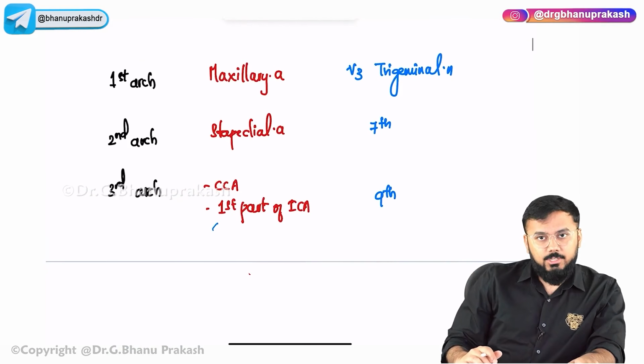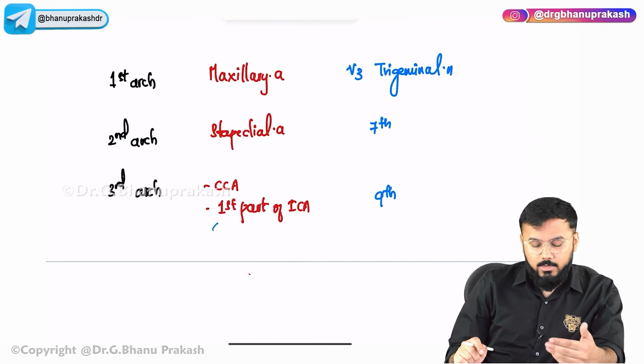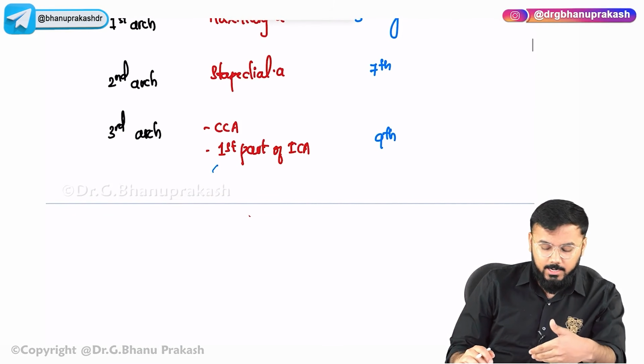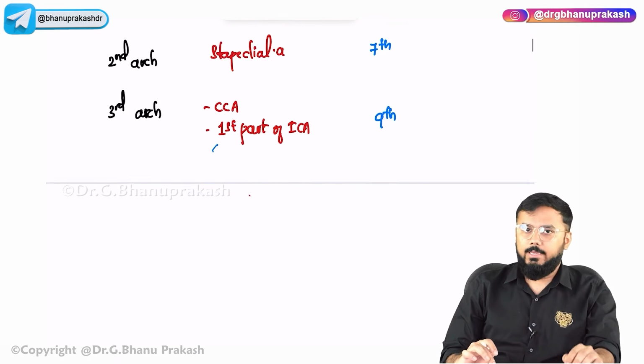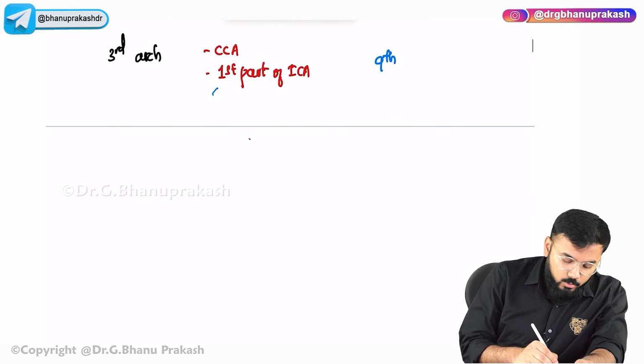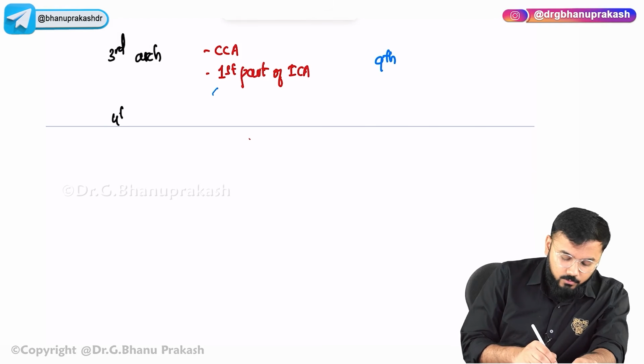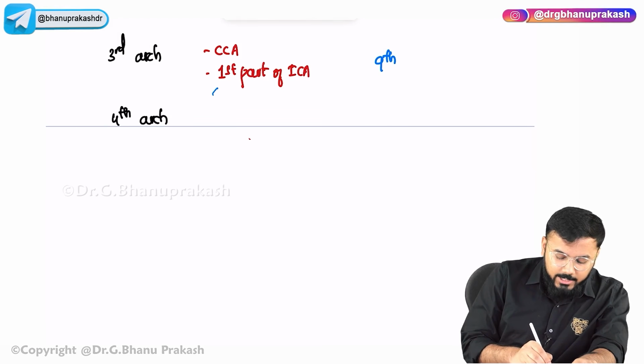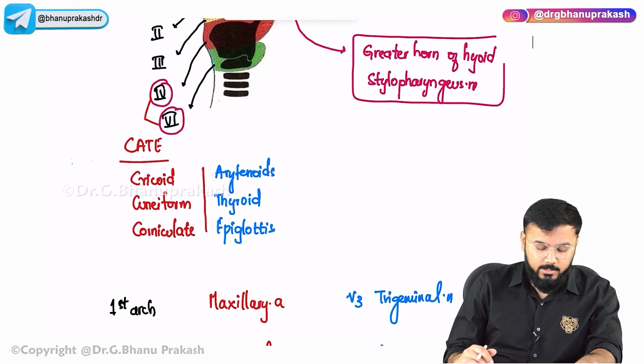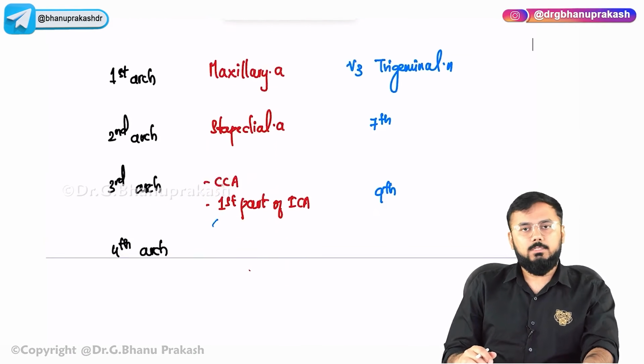So within the first arch we have got the maxillary artery, next the stapedial artery, the common carotid artery, and the first part of the internal carotid artery. Now coming to the fourth to sixth arch, we discuss them together, but here we will discuss the fourth arch separately. Actually, the cartilages are formed together from the fourth to sixth arch.